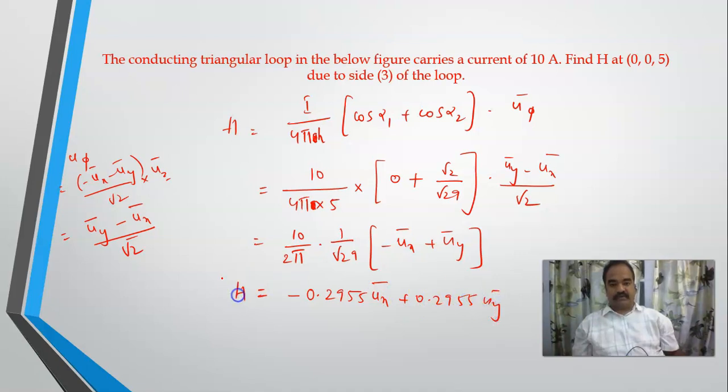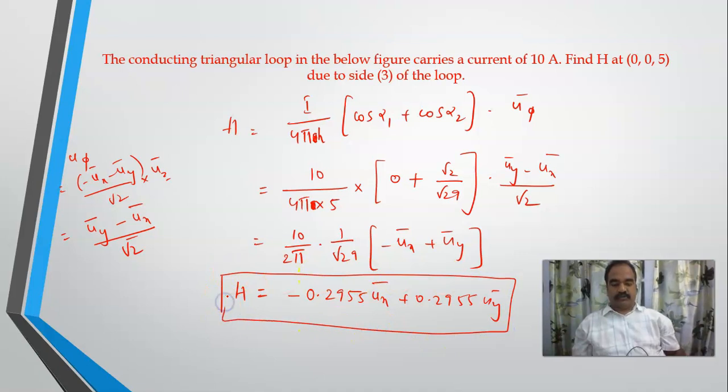This is the value of h due to the current in site number 3. Okay, so that's it in the tutorial in this problem. I hope you can calculate the field with the remaining sites also. Thank you.